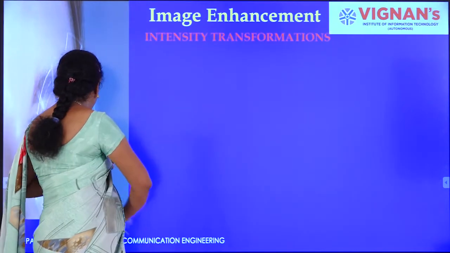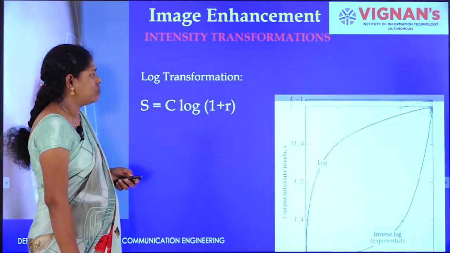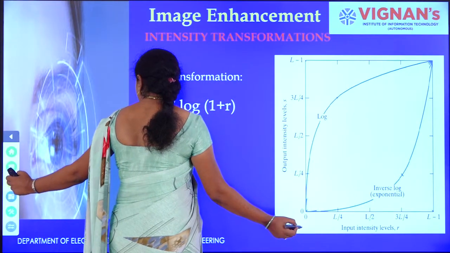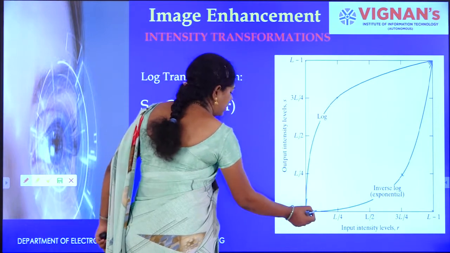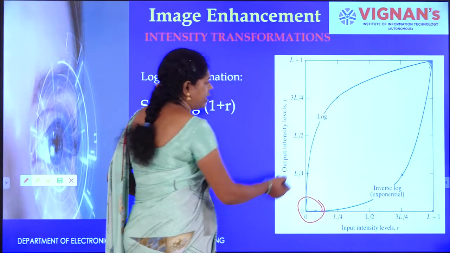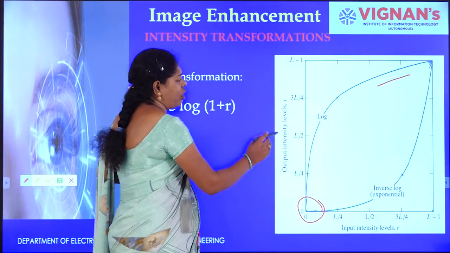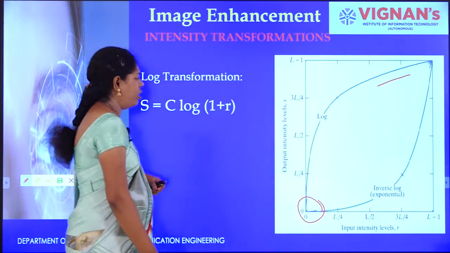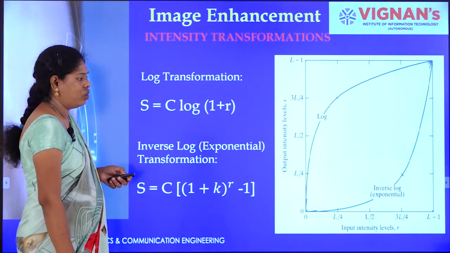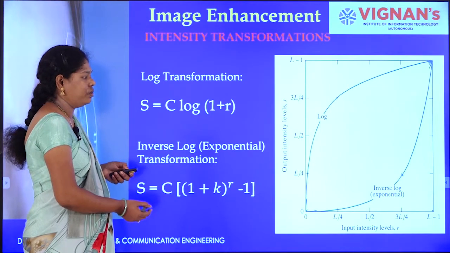Next, the next transformation is the log transformation. In log transformation, the darker regions will be expanded and the brighter regions will be compressed. Opposite to that is inverse log or exponential, where the whiter regions will be expanded and the dark regions will be compressed.